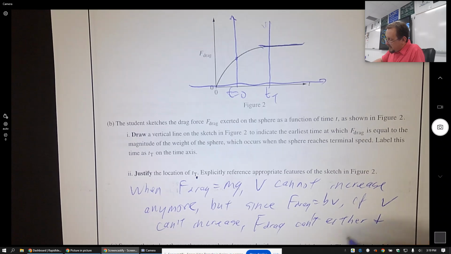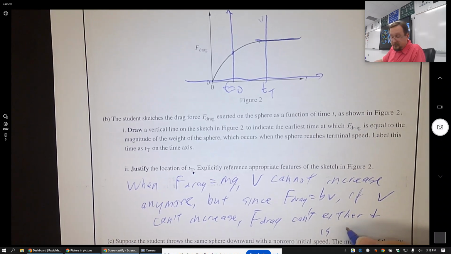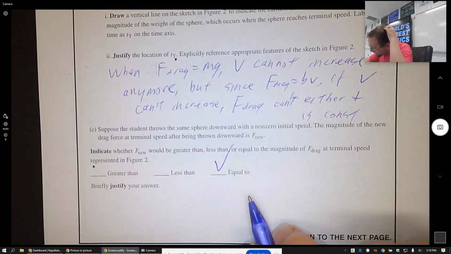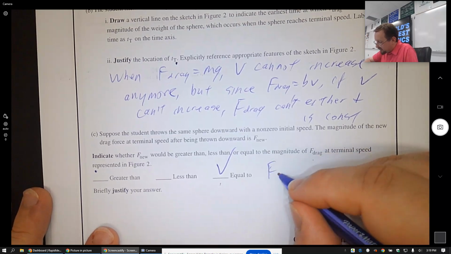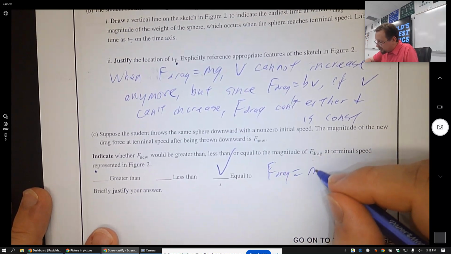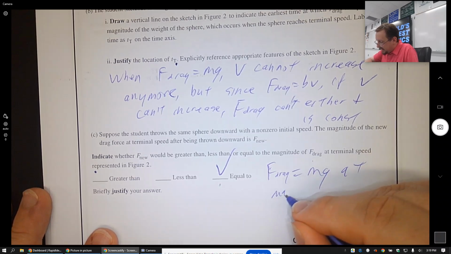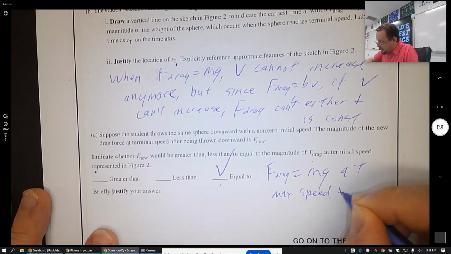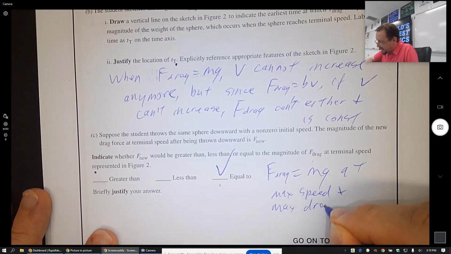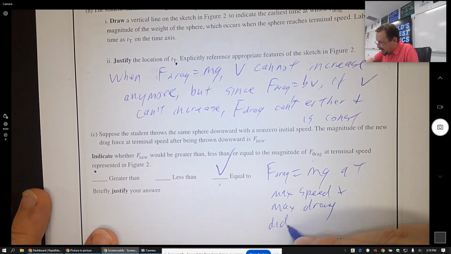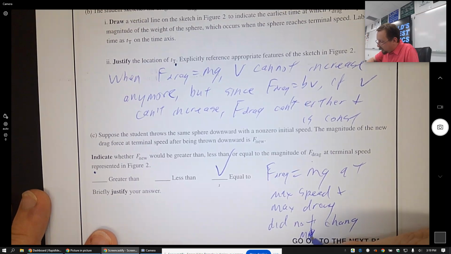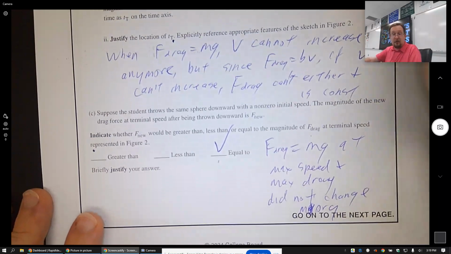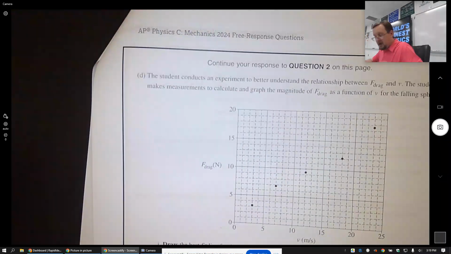either and is constant. Okay, so once again, the drag force is going to be equal to, regardless of throwing it down. The reason why is because the drag force is equal to mg at maximum speed and maximum drag, right? And we did not change M or G. Okay. All right.